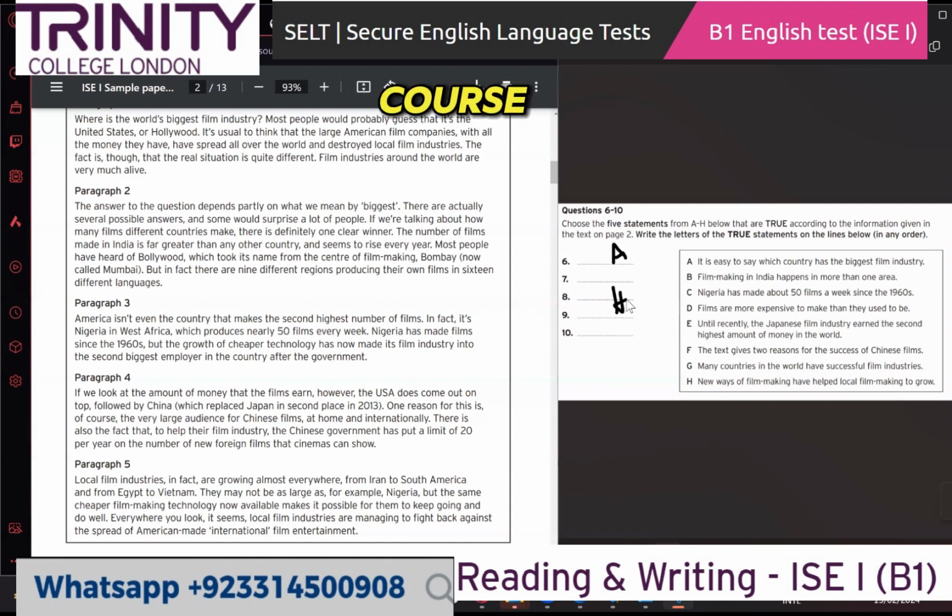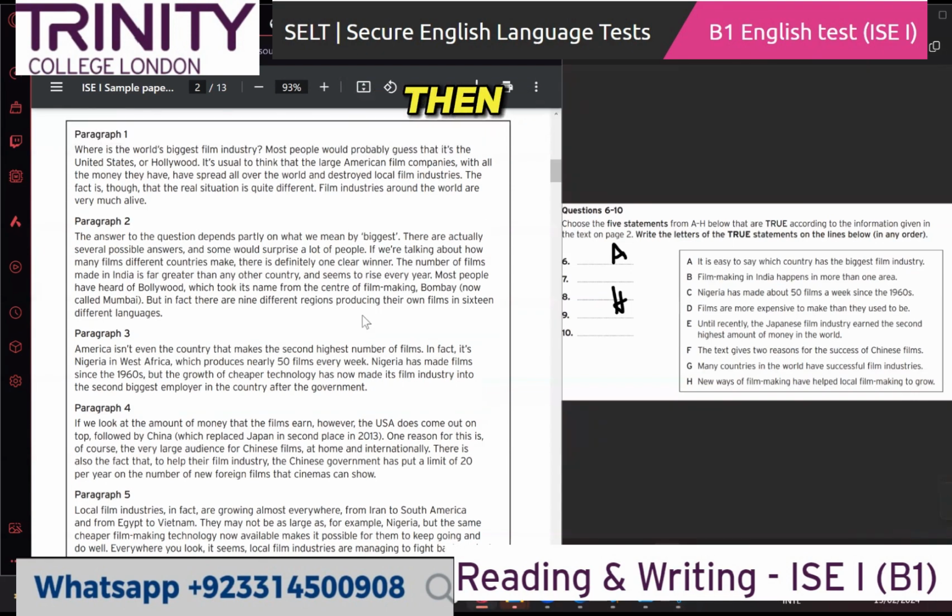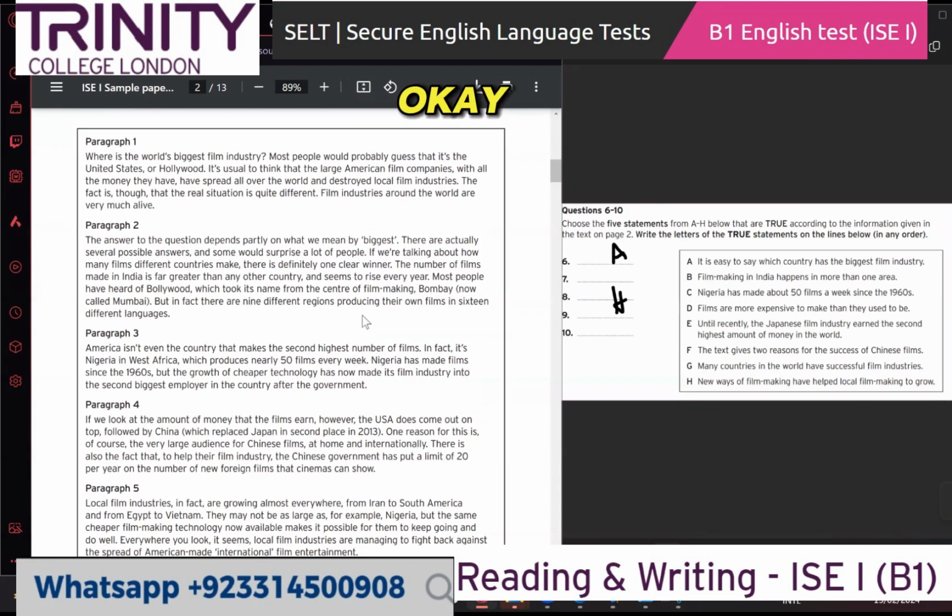Anyone. Of course, not just anyone. You have to confirm from the paragraph as well which one is true, which one is false. Not by yourself. You need to confirm from the paragraph and then choose your answer.